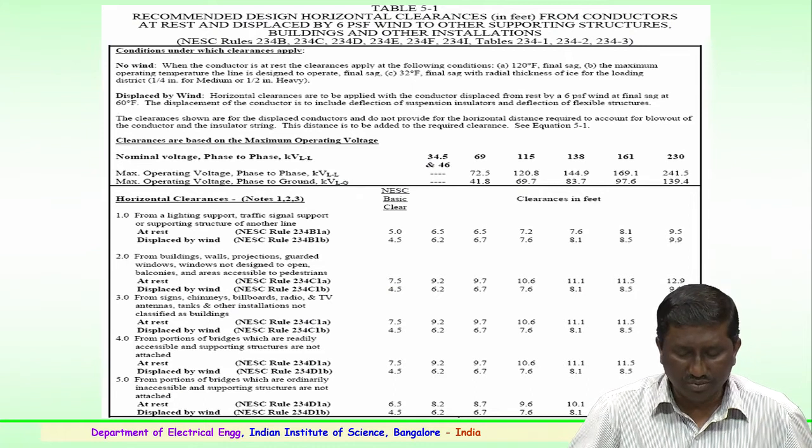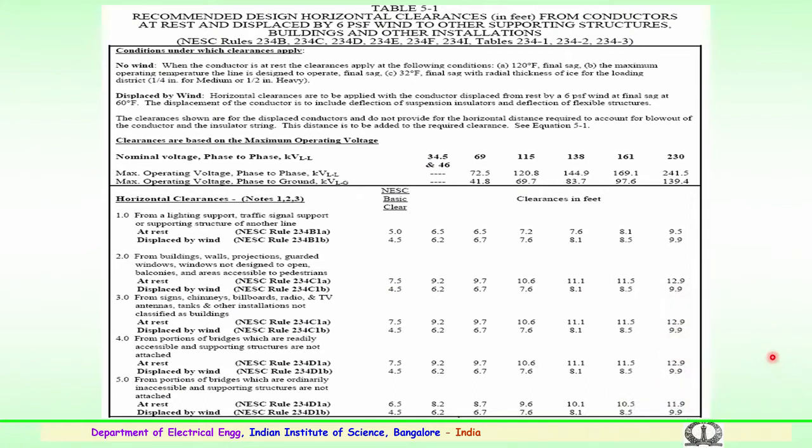So, what are the minimum clearances? This again gives the entire data for the various voltage levels, the recommended design horizontal clearances from the conductors. The minimum clearances from the conductors at rest and displaced, with reference to 6 pound per square feet wind pressure, to other supporting structures, buildings and installations. These are again as per national electrical standards and codes which are to be followed.